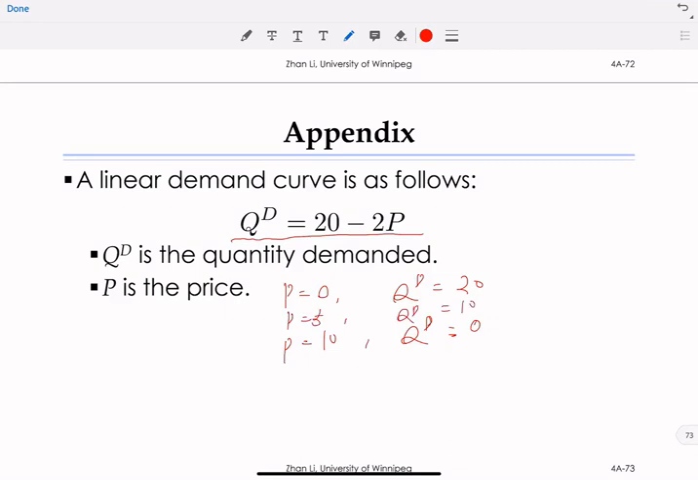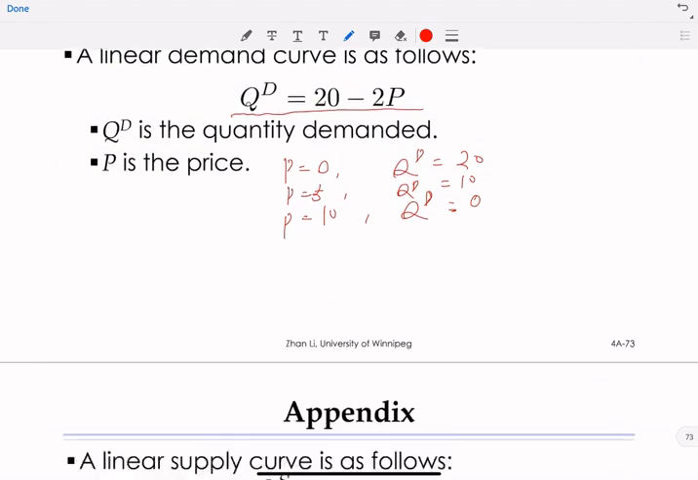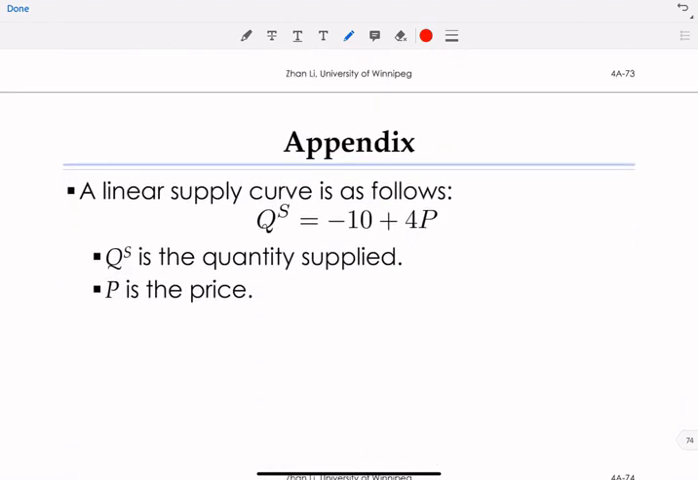You can see that as price increases, quantity demanded decreases. So this is actually a demand curve, right? And let's see the other side of the market, that is the supply curve. The supply curve is given by this formula, right? QS is the quantity supplied and P is the market price.